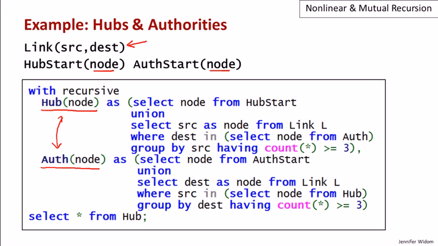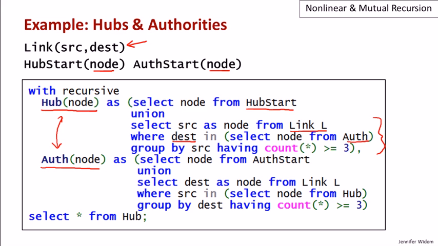So the base case for the hubs is that the nodes that are in the hub start relation are in the hub relation, of course. And then the recursive query here is a little bit complex. So what we're going to find is elements in our link relation, where the destination is an authority.